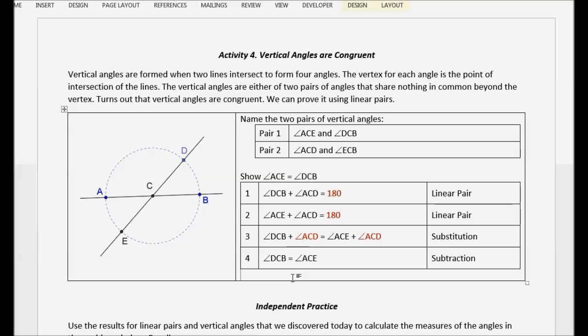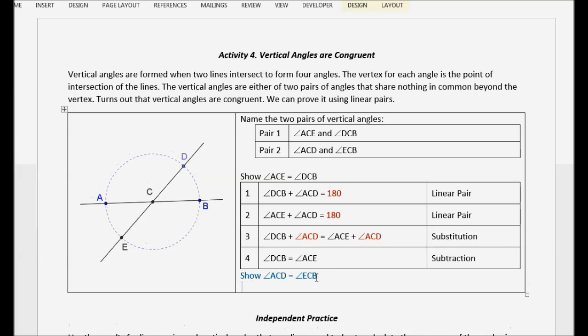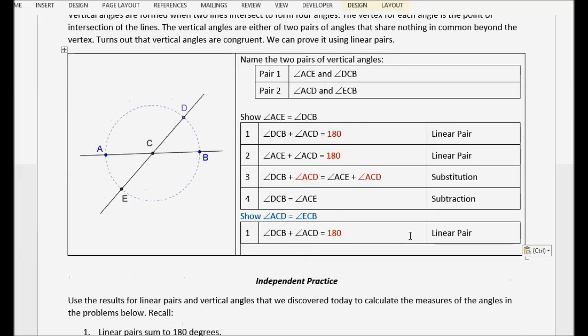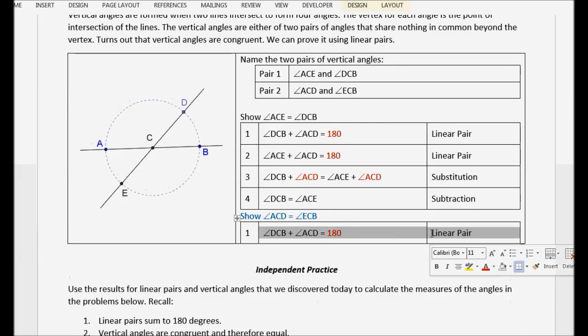So that's one set. We can't actually say that vertical angles are congruent though, because we only have one of two possible sets. In order to cover all of the bases, we also have to do the other set. So we need to show that angle ACD is equal to angle ECB as well. We do it exactly the same way that we did it up here. So I'm going to go ahead and just copy this and then wipe out this first statement.